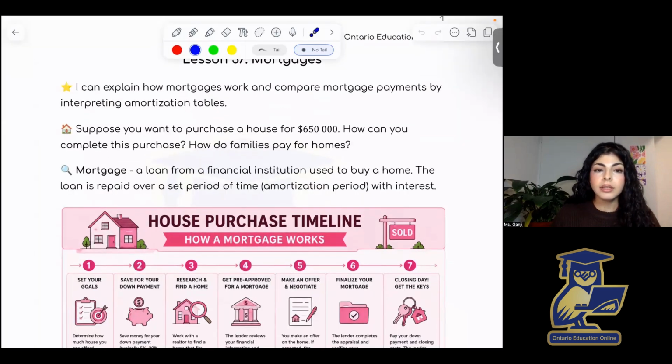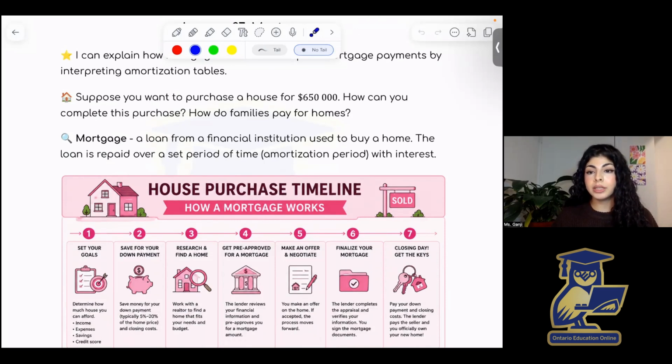So consider you want to purchase a house for $650,000. How can you complete this purchase? And how do families typically pay for homes? So, families typically use mortgages. A mortgage is a loan from a financial institution that's used to buy a home. The loan is repaid over a set period of time, and that period of time is called the amortization period. And of course, you are paying interest on it.